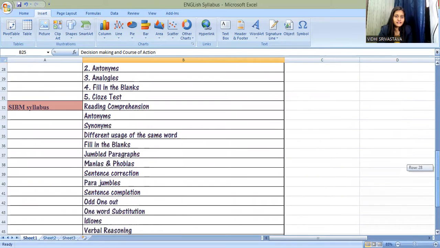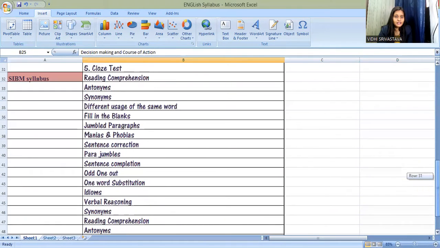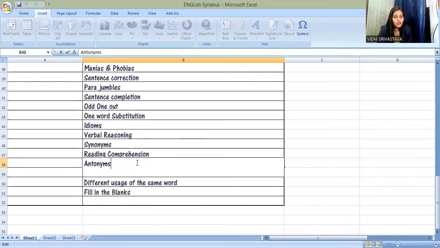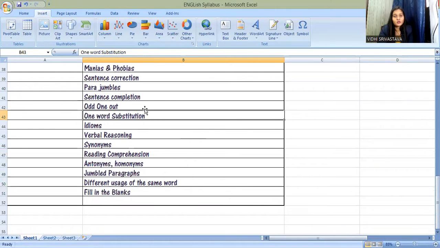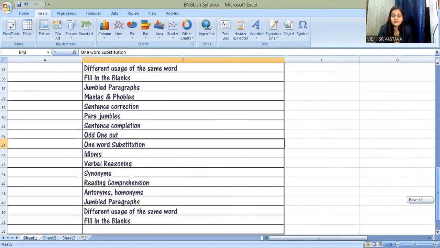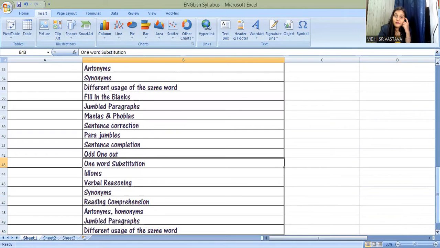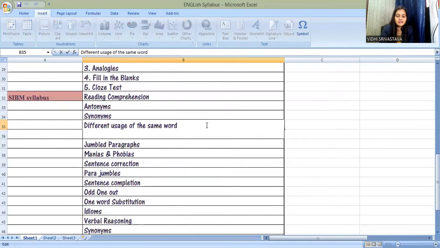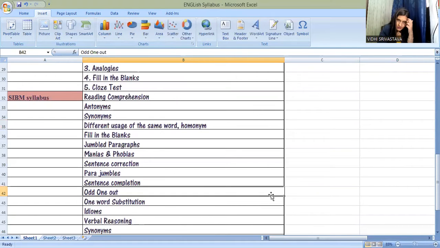In SIBM, you can see again that there is a lot of verbal ability based questions, that is synonym and antonym, jumble, para. There is a homonym also. Then they have one word substitution, odd one out, sentence completion, manias and phobias. In SIBM, there is jumble paragraph, and a lot of reading comprehension questions. Then there is different usage of the same word. This is what a homonym is.